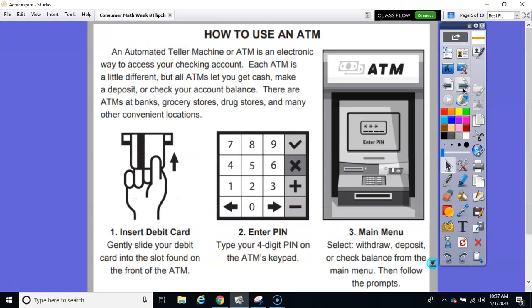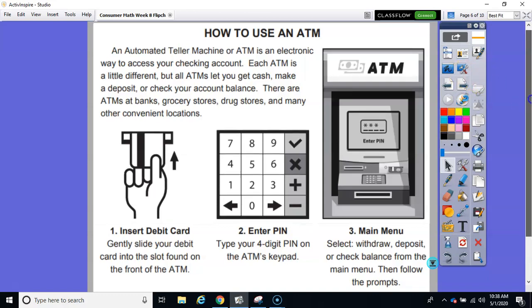How to use an ATM. ATM stands for automatic teller machine, and it's an electronic way to access your checking account. If you can't get into the bank, they do have ATMs outside of the bank as well, so you don't even have to go wait in line inside. You can just do your transactions right at the ATM. Each ATM is a little different, but all ATMs let you get cash, make a deposit, or check your account balance. There are ATMs at banks, grocery stores, drugstores, and many convenient locations.